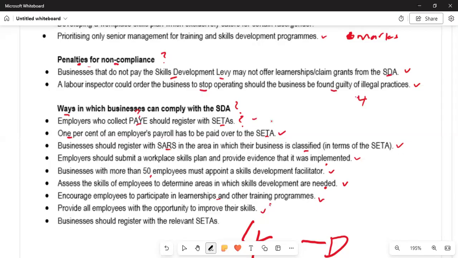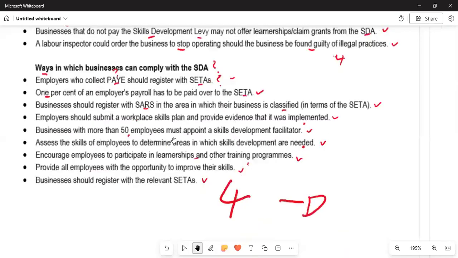Business also should register with relevant sectors. Like we have said, we have so many different sectors: agri sector, food and beverage sectors, education sectors. So make sure that the sector that you are registering with is relevant to what you're going to provide. That is very important.